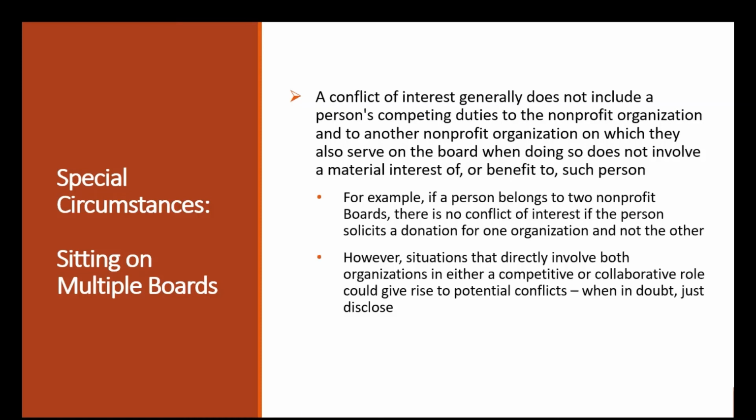However, there are definitely situations that could directly involve both organizations in either a competitive or a collaborative dynamic, and those could give rise to potential conflicts. And the takeaway there is that, when in doubt, just disclose to the board. That should be the takeaway from this whole presentation, really. When in doubt, disclose to the disinterested directors, let them decide if this is something that you should be excluded from or something that the organization can't move forward with because of potential conflicts. So, let's say you're on the board of 2 organizations, and they're involved in some sort of collaboration agreement. Just disclose that.